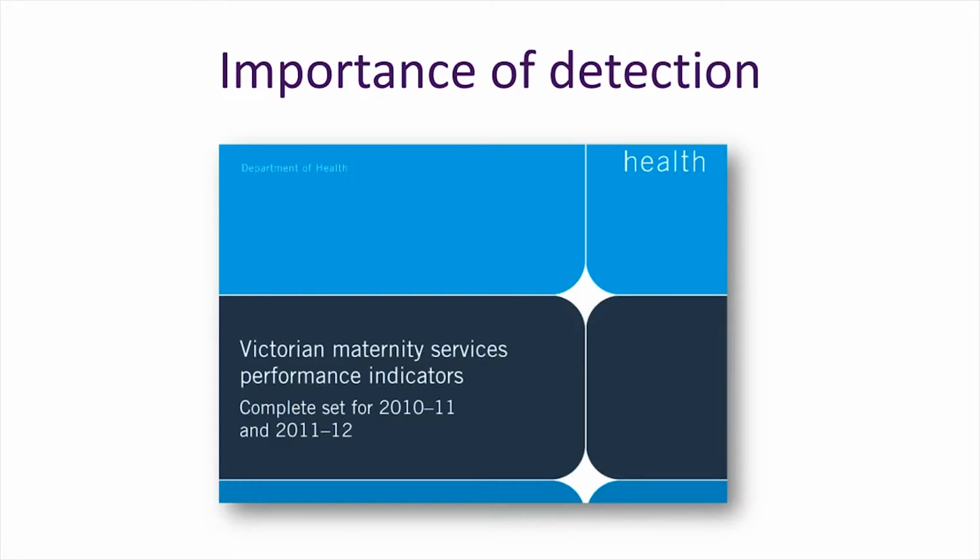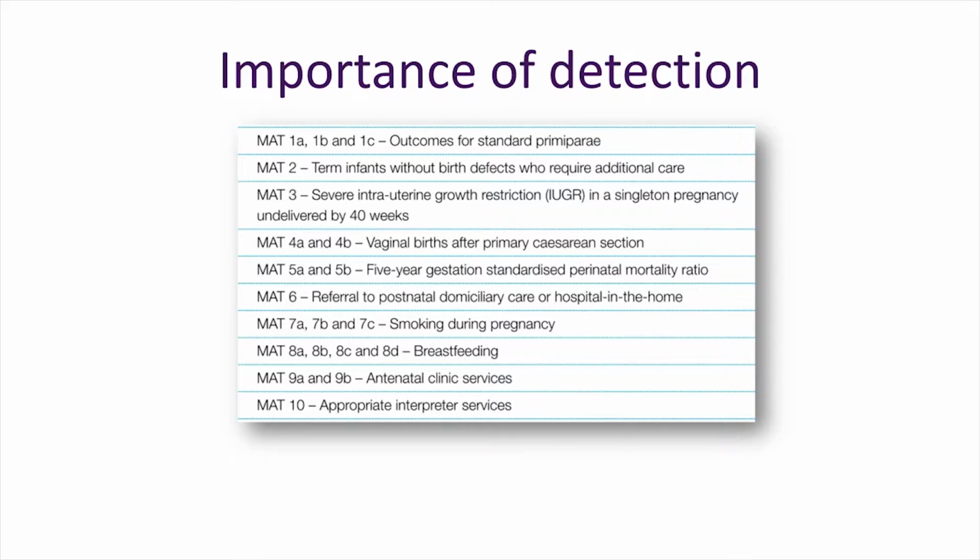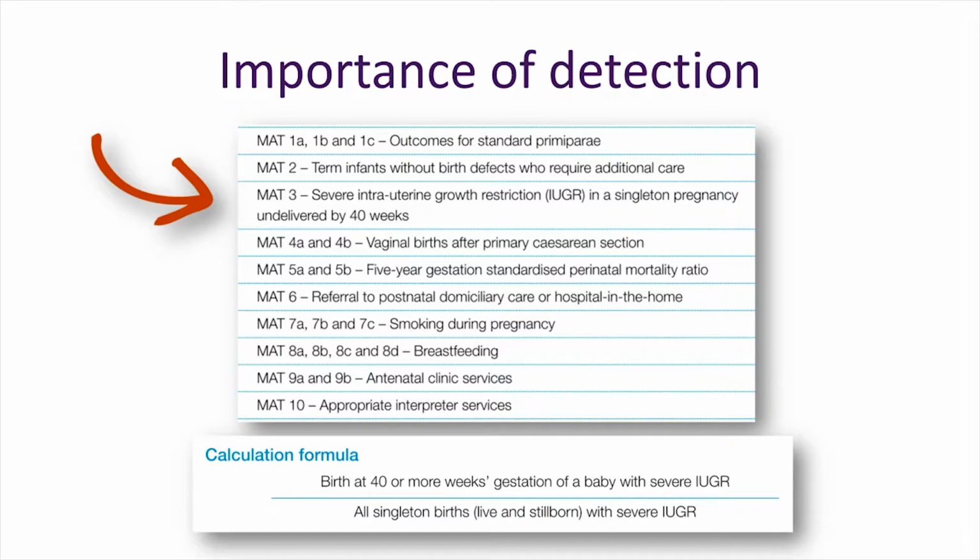Now the government knows this, and the government knows this well. The government has a series of performance indicators which it uses to assess the performance of the public obstetric hospitals in Victoria, and this is the latest released information. So they have 10 indicators, so not many, just a handful. But if you look at number three is severe intrauterine growth restriction in a singleton pregnancy undelivered by 40 weeks. And what they do here is they look at the proportion of severely growth restricted babies delivered after 40 weeks as a proportion of all growth restricted babies.